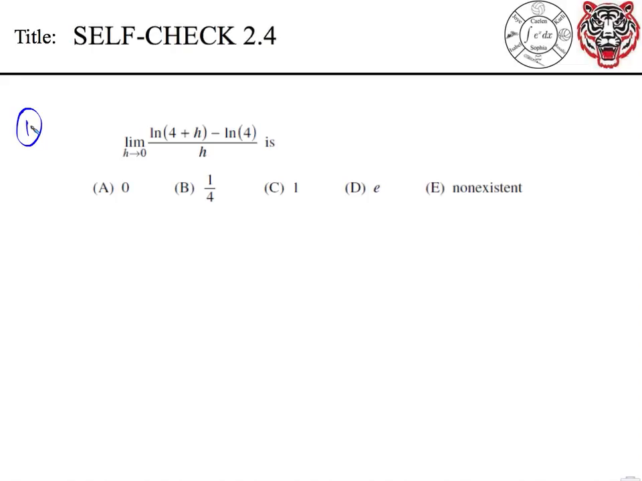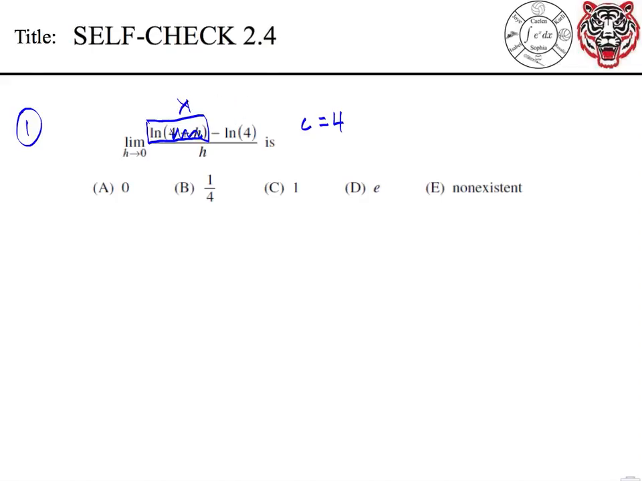Joy, what did you get? B. All right, so Joy says B. So H goes to 0. Always think hot box when you see H goes to 0. There's our hot box. Our C is going to be the thing that's adding to H, which is 4. Scribble out everything, turn it into an X.